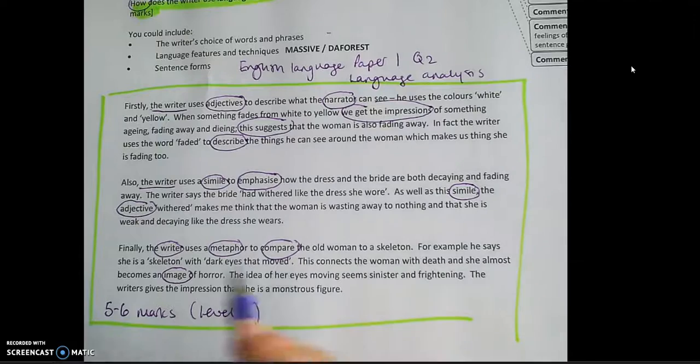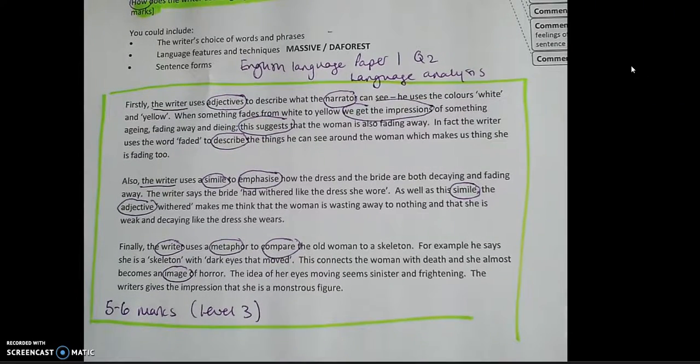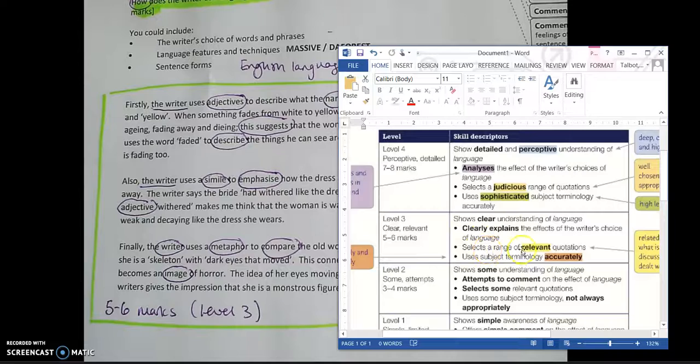Right, so you can see that I've used all that terminology all the way through my answer, and that's what the examiners want to see you do. They want to know that you know what those words mean and that you can use them when you're describing what a writer is doing with their language. Okay, so the next thing on the mark scheme is, in that clear box, it's saying about relevant quotations.